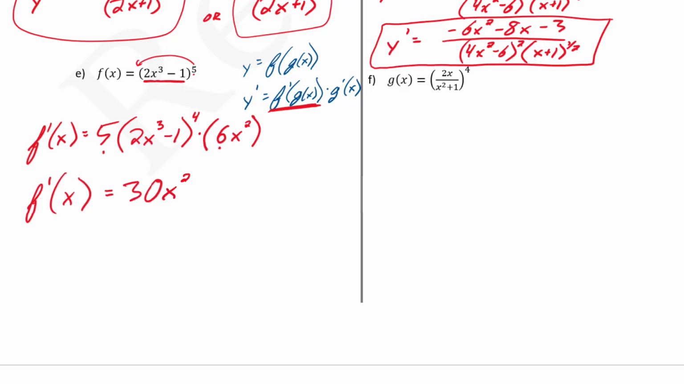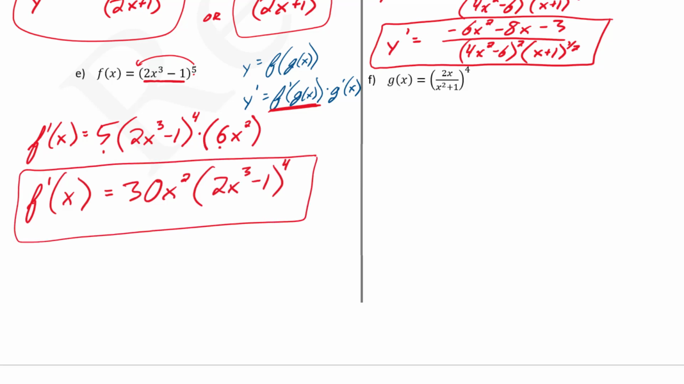X squared I can move out front, and then I have my big grouping there that I probably don't want to expand. I don't want to have to expand that power out. I would just leave it in that format. So this is a decent, at least things combined a little bit, but still in factored, not fully expanded format.